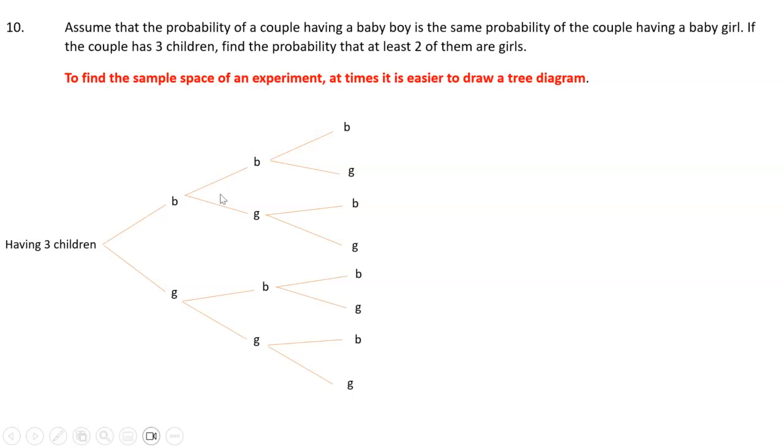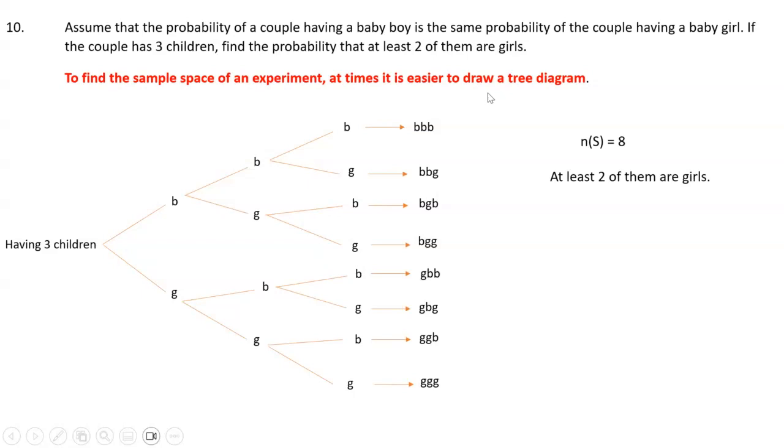All you do is follow the lines. It can be boy, boy, boy, so it's going to be B, B, B. It can be boy, boy, girl, B, B, G. It can be boy, girl, boy. It can be boy, girl, girl, right? Then it can be a girl, boy, boy. It can be a girl, boy, girl. And then it can be a girl, girl, boy, GGB, and then all girls. What's my sample space? We have 1, 2, 3, 4, 5, 6, 7, 8. So the sample space is going to be 8.